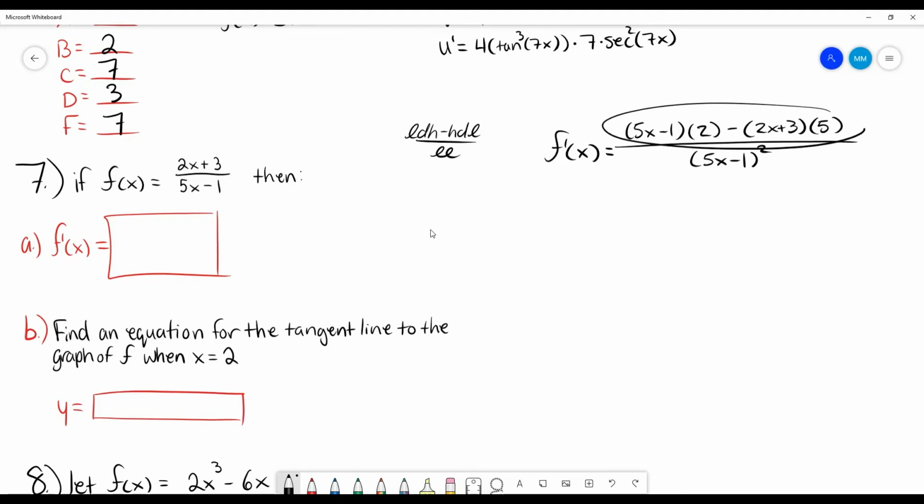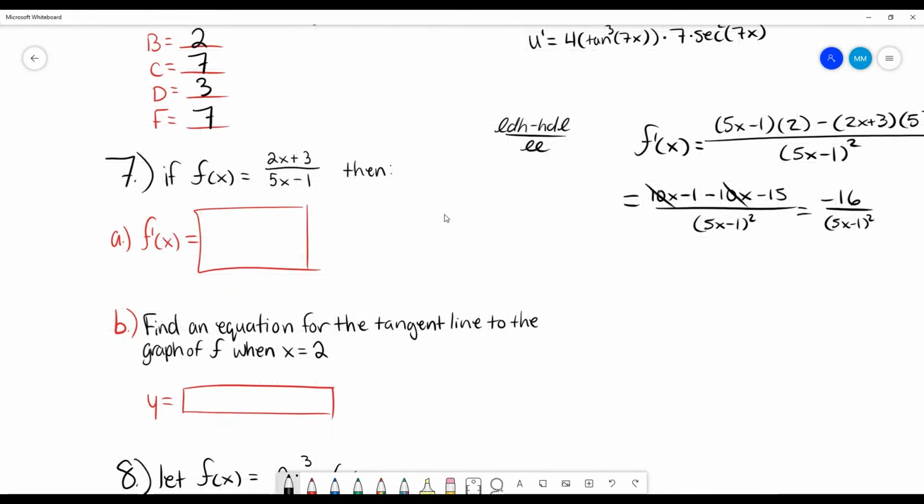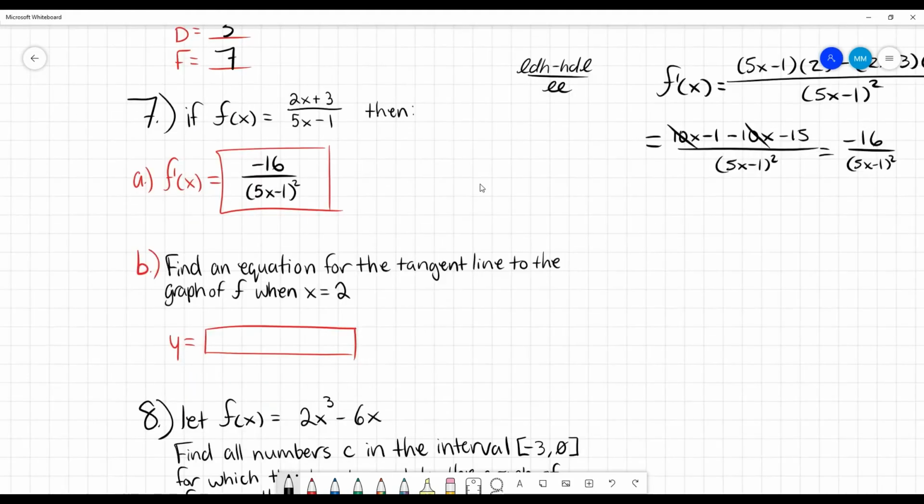Okay, and now I'm just going to distribute and combine like terms there. So it's going to be 10x minus 2 minus 10x minus 15 all over this here. I see my 10x's cancel out, and I just have a negative 1 minus 15, or a negative 16. Boom. So I can just write that like that. And you should be able to keep the denominator in these terms. And if not, just go ahead and distribute that out, that square.